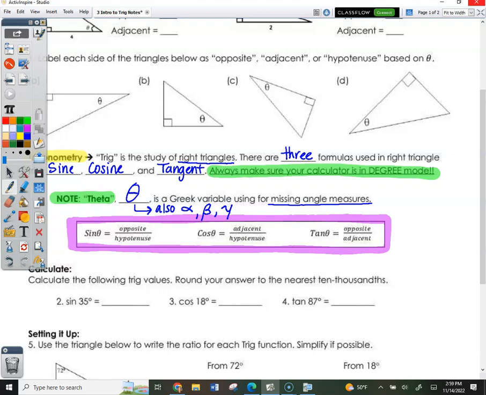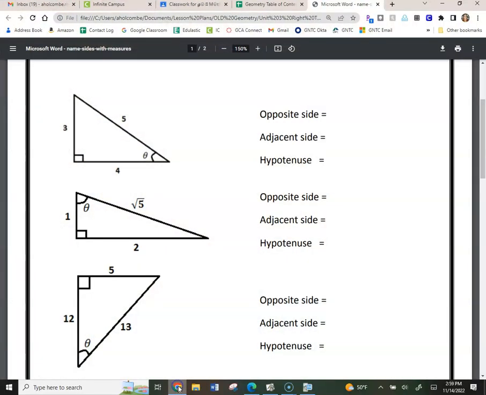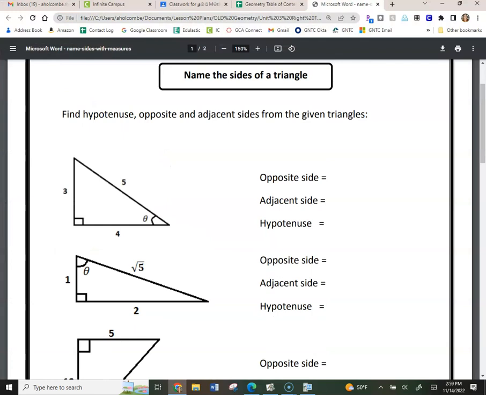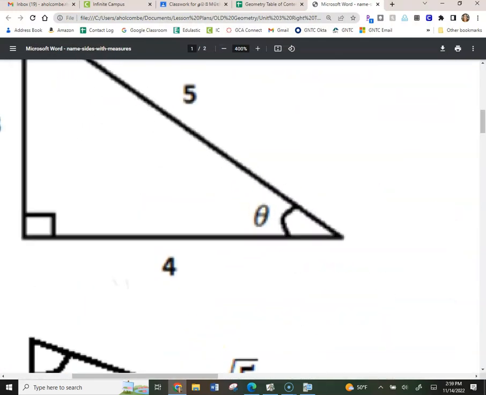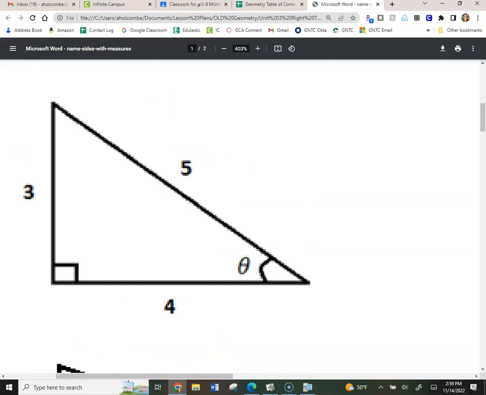Okay, before we go to the top of this sheet, I want you to direct your attention right here at this triangle. What type of triangle is this? Right, it's a right triangle. What did I tell you to do every time you have a right triangle? What did I tell you to draw? An arrow from the right angle to the hypotenuse. And then that is the hypotenuse every time.